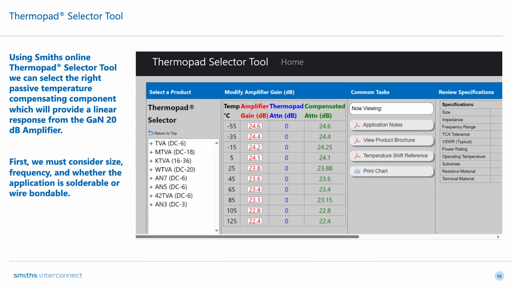And again, we go back to our ThermoPad tool. We're going to take and again consider what frequency the customer's looking at, whether we're going to be solderable or a wire bond type of application.